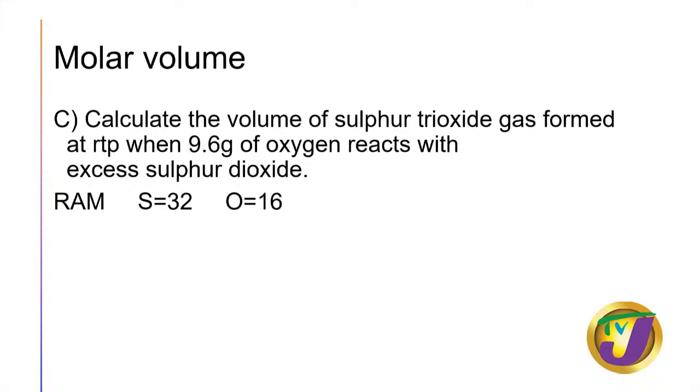Before step one, make sure you have your balanced equation, right? Once you have your balanced equation, then you start your steps. Step one would be to what? Find the number of moles of the known. And the known from this question here is 9.6 grams of oxygen.